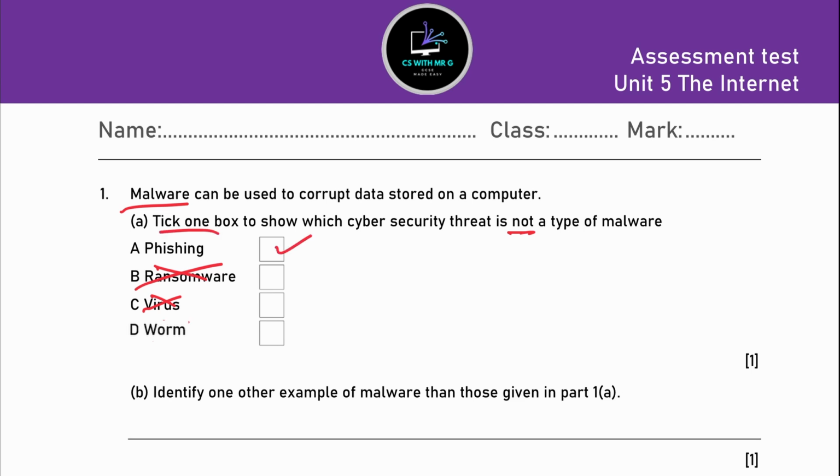And you should be aware that phishing comes in the form of an email. However, a phishing attack could lead to malware if you were to click on a suspicious link or download an attachment. But phishing itself is not a type of malware.